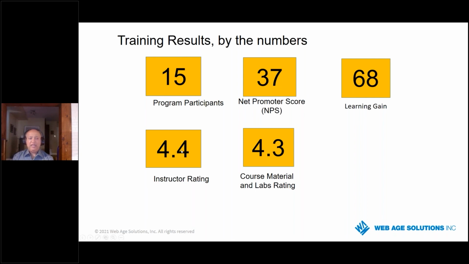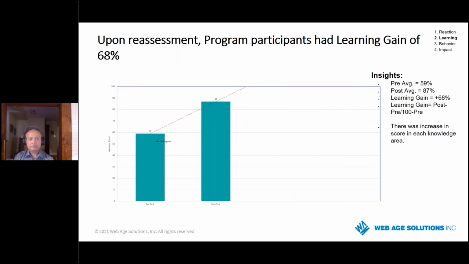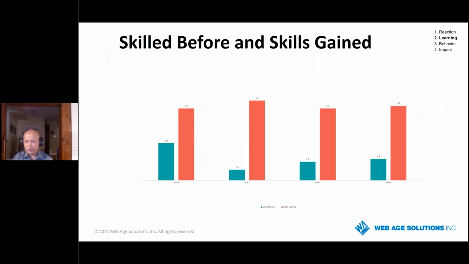Overall instructor rating for the 6-week program was 4.4, and the course material and labs rating was 4.3 out of 5. And this is another thing that we typically show: the pre-test score was 59 and the post-test score was 87, showing the 68% learning gain. So this is another measure that we provide.